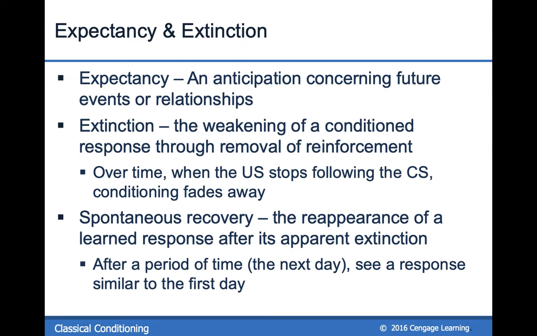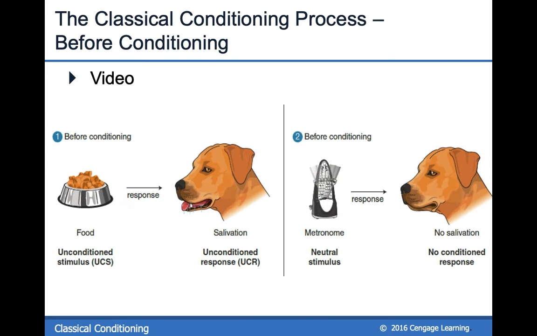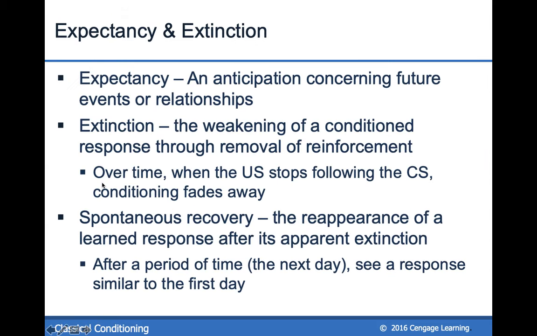So expectancy is an anticipation concerning future events or relationships. So essentially, the reflexes are anticipating the presence of food, or that otherwise unconditioned stimulus. So this part right here is the unconditioned stimulus, the food over here. Extinction is the weakening of a conditioned response through the removal of reinforcement. So over time, if the unconditioned stimulus stops following the conditioned stimulus, conditioning will fade away.